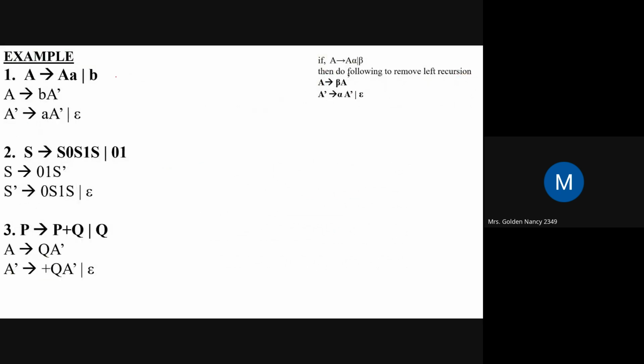Fine. So this is the rule to remove the ambiguity or left recursion. This is my question and this is my answer. I'll show how this answer is derived. The first question is A gives A a slash b. So I told you, if the start of my production is the same as the first letter of the first string in my production, then it is called left recursion. So how to remove it? If your grammar is in this form, that is A gives A alpha slash beta.